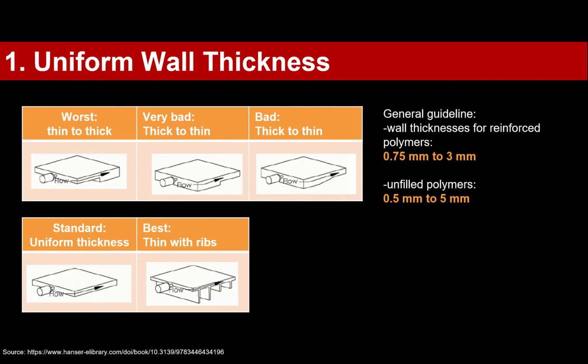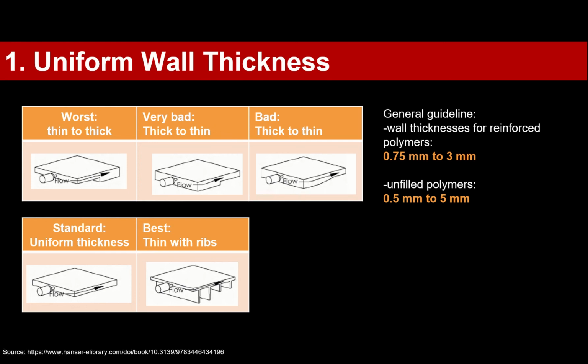Standard is uniform thickness, as the first point here shows us, where we have no jumps in thicknesses of the walls. And the best is when we have a thin base layer where we inject, combined with ribs to get the stiffness. This is also shown here. So we have here the base plate and here then the ribs.